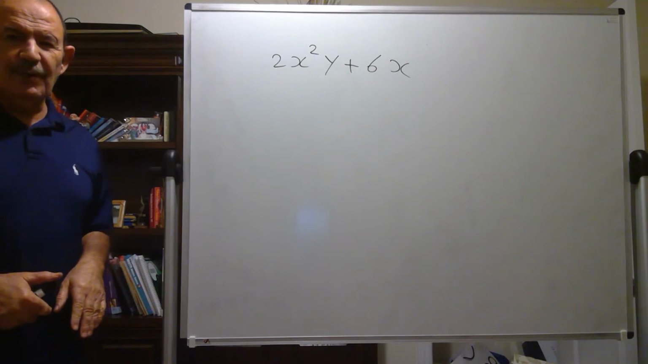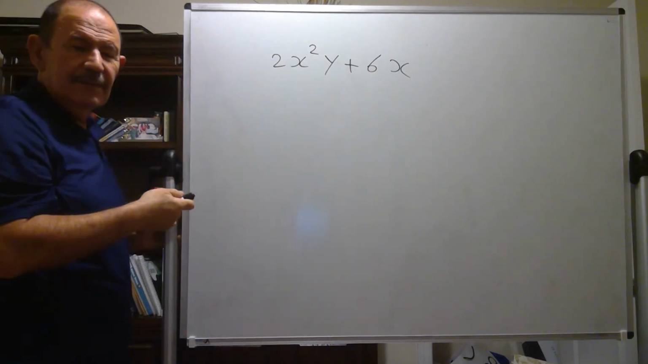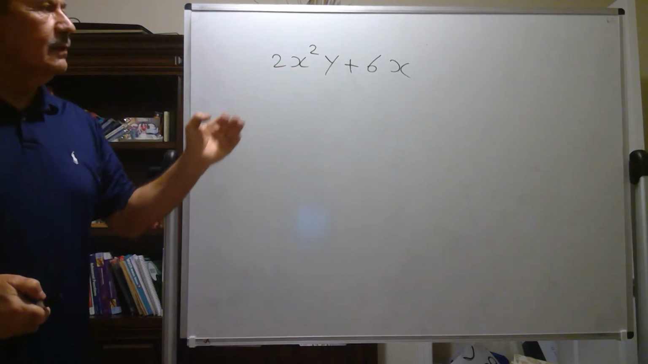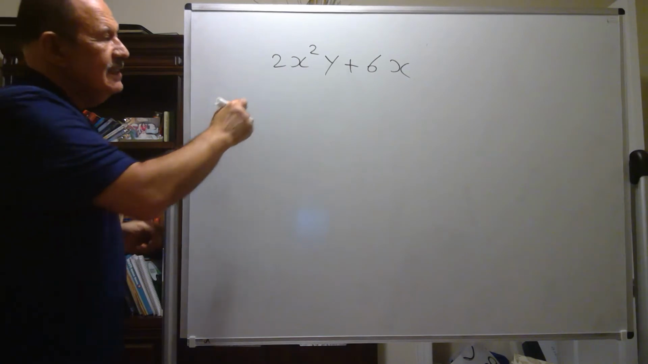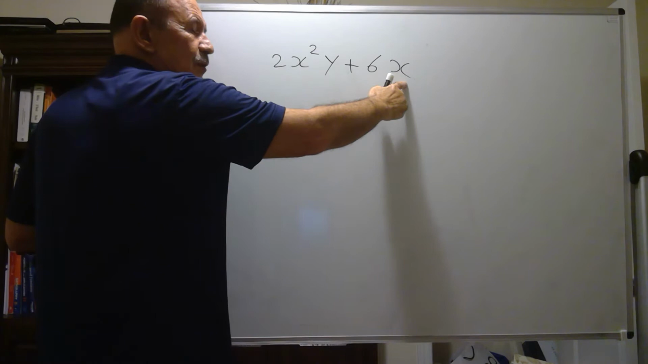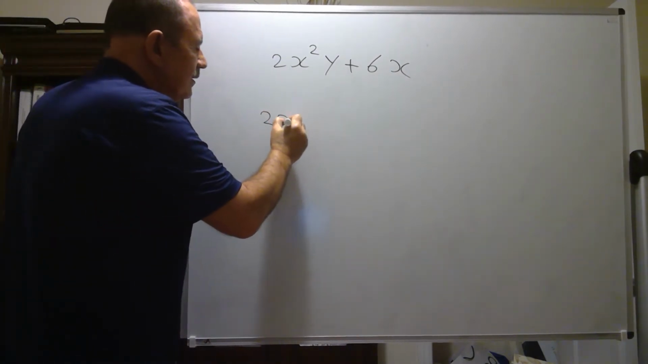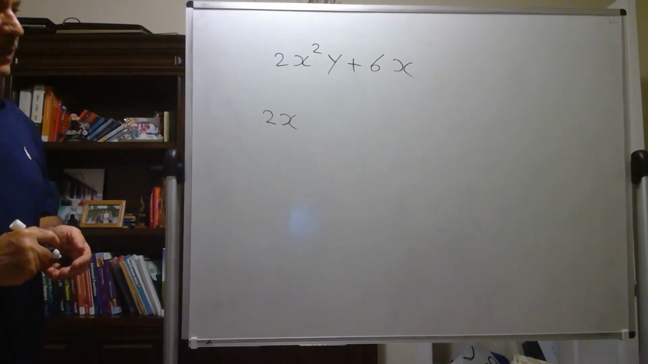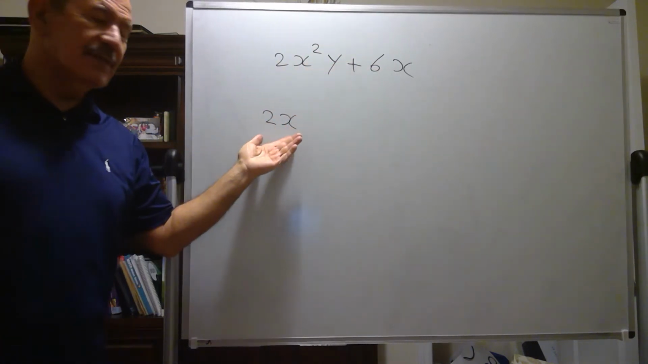But look at this one. What is the GCF between 2 and 6? The GCF between 2 and 6 is 2, because 2 is only common between 2 and 6. So the GCF between 2 and 6 is 2. The GCF between x squared and x is common, lowest exponent, which is 1. So it's going to be 2x. Y is not common, so y is not included in the GCF. So the GCF of these two expressions is 2x.